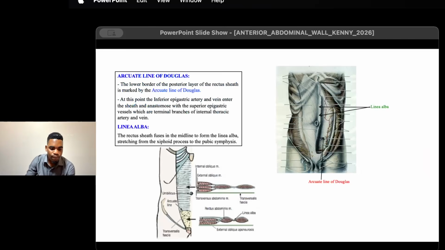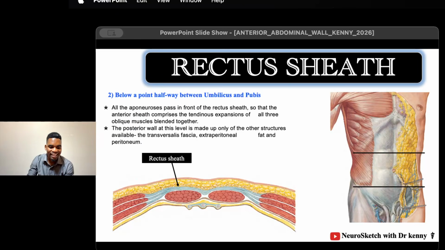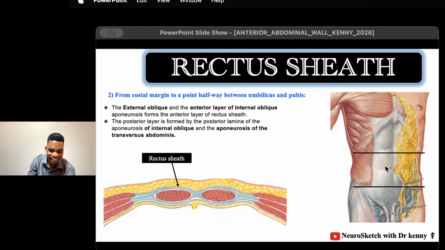Yeah, so we have something which is called the arcuate line of Douglas, and this is the lower border of the posterior layer of the rectus sheath. This marks the end of the posterior layer of the rectus sheath. I've told you, the rectus sheath at this region has got an anterior layer and a posterior layer.